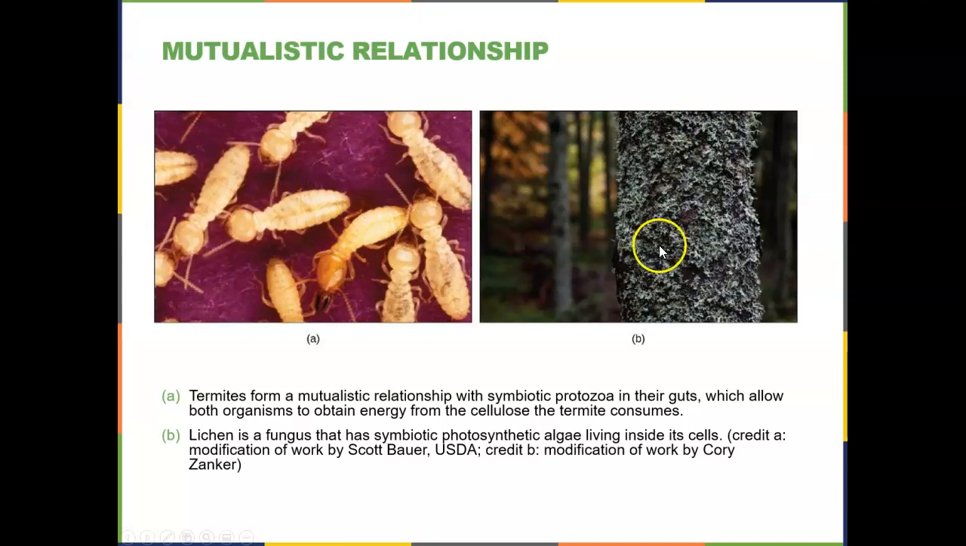Everybody benefits. Here we have a picture of a lichen. Remember, a lichen is a fungus that lives with either a green algae or a cyanobacteria inside its cells. And so here, the cyanobacteria or the green algae can photosynthesize and produce food that the lichen can use. The fungus can't make its own food. And the fungus provides a home for the algae or the cyanobacteria to live.